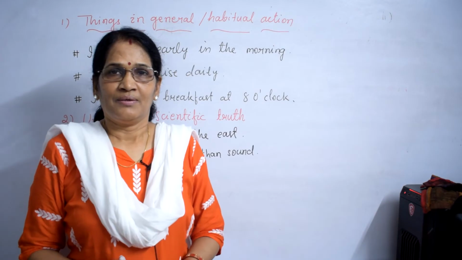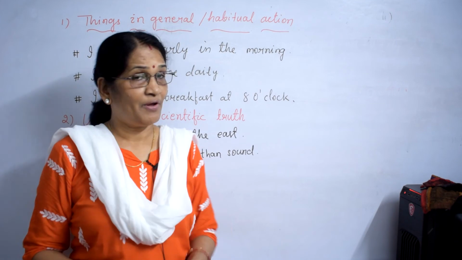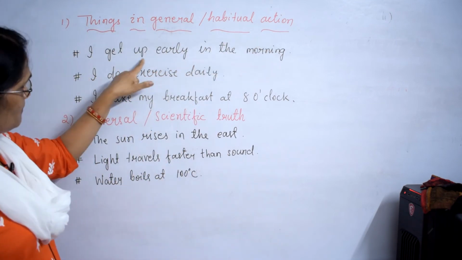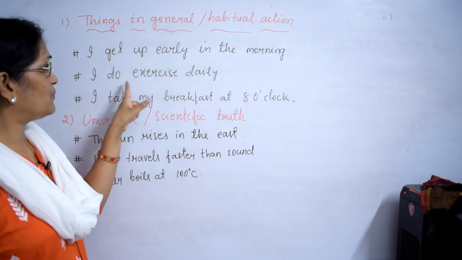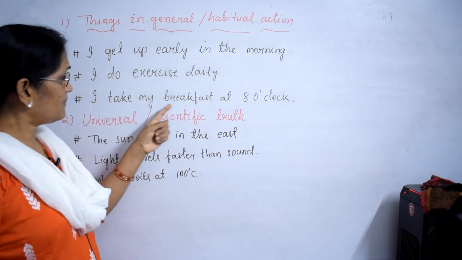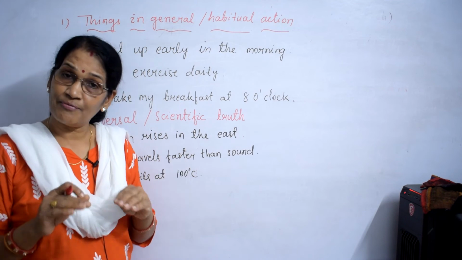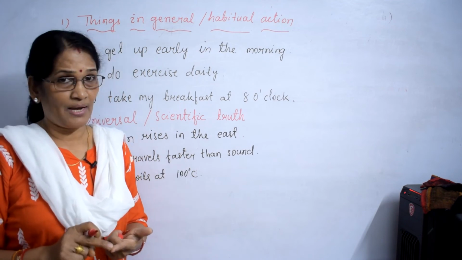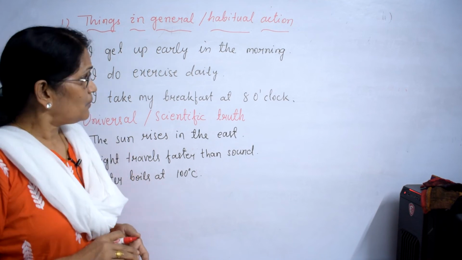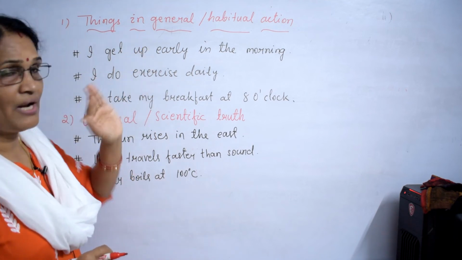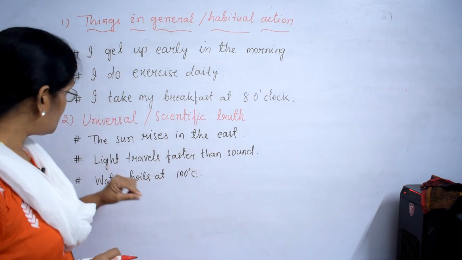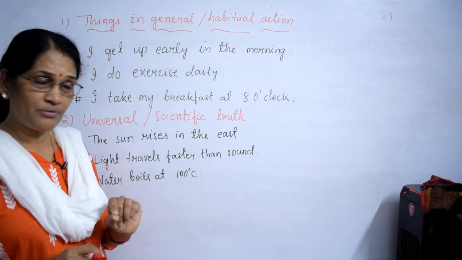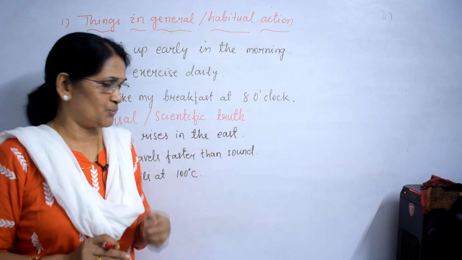Let's learn. We use simple present for things in general, for habitual action. I get up early in the morning. I do exercise daily. I take my breakfast at 8 o'clock. I freshen myself. I go to school. I go to play in the afternoon every day. We use simple present for habitual action.